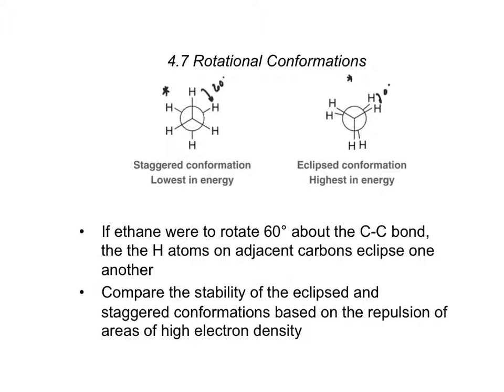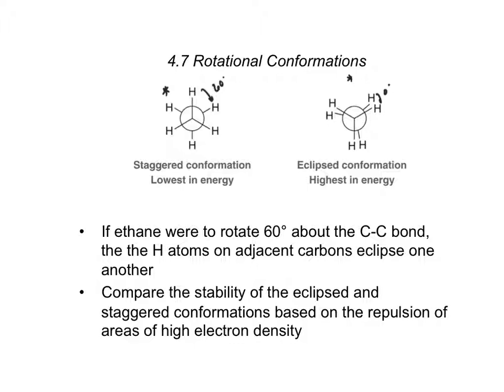Okay, so we have this guy. We're going to start by talking about the staggered conformation. I've already written what the energies of these two are, but who do you think would be the lowest in energy? Who do you think would be more stable, the staggered or the eclipsed? The staggered conformation. Okay, so long term, our staggered conformations are always going to be lowest in energy, whereas our eclipsed conformations are always going to be highest in energy.